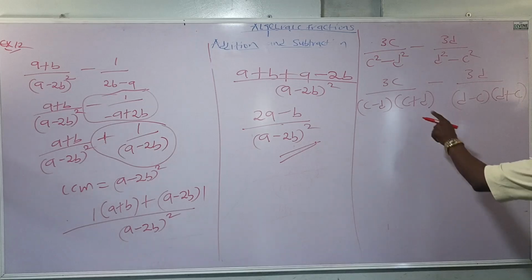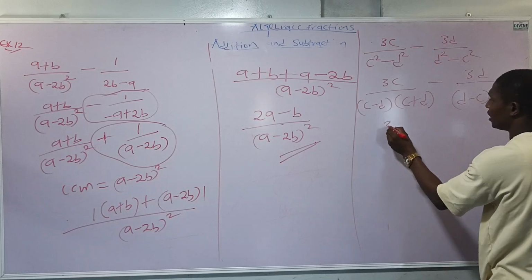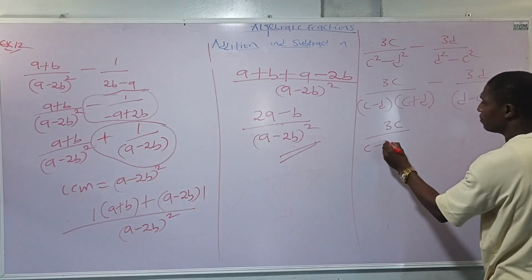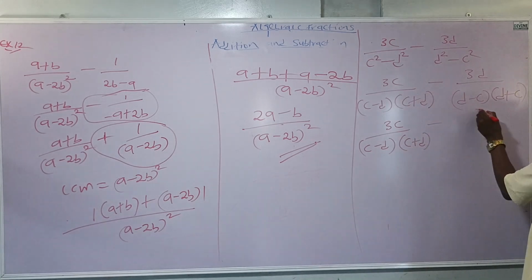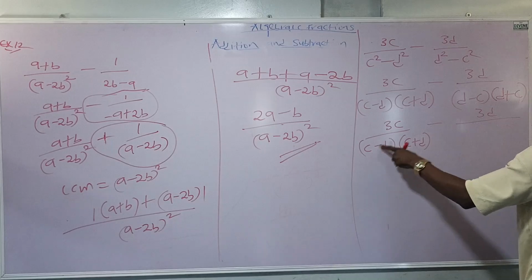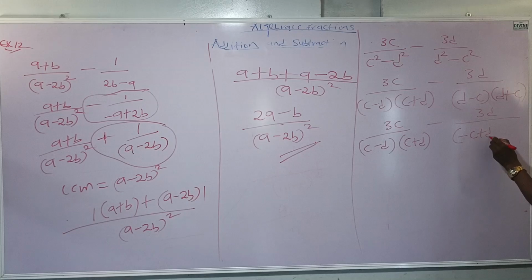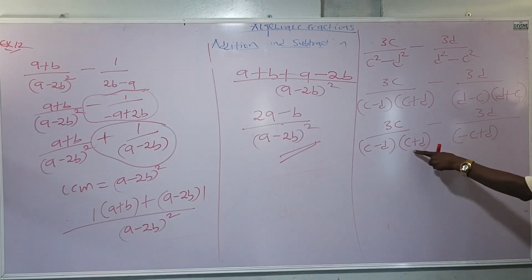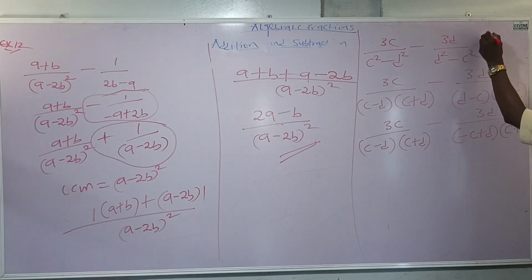Now, here is c plus d, here is equally c plus d, good to go. So let me arrange it again to give me 3c all over (c minus d)(c plus d). Now, 3d. C comes before d. So let my c come first to give me negative c plus d. And this can be rearranged to give me c plus d. They are alike. c plus d, why? d plus c is the same as c plus d, because if I have 2 plus 3, it is the same thing as 3 plus 2. Both give me 5.